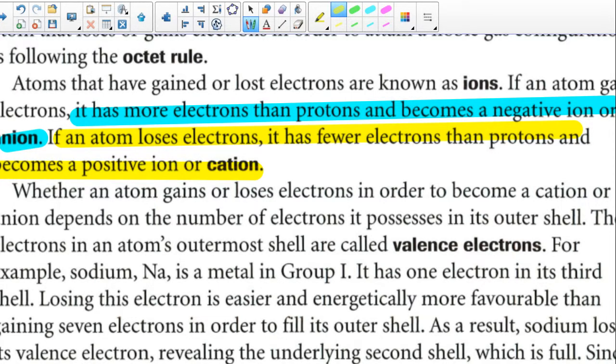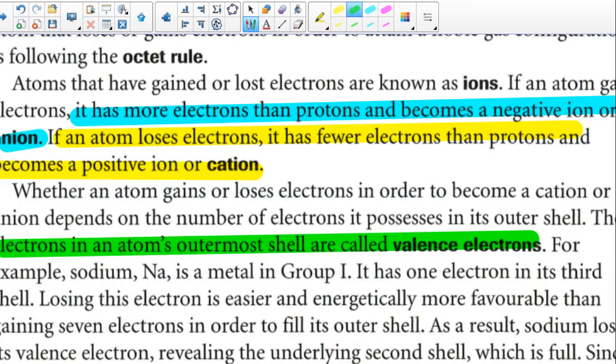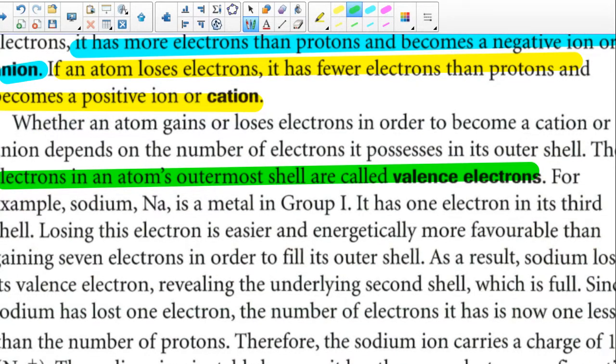Now, one other key term. Sometimes we're going to be looking at Lewis diagrams soon, and they only care about the electrons in the outermost shell. What those things in the outermost shell are called are valence electrons. So that's what's going to be important coming up soon. Anything in its outermost or external shell is called a valence electron.